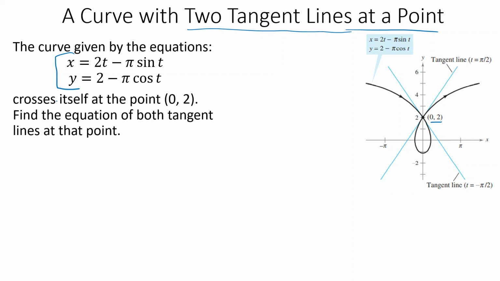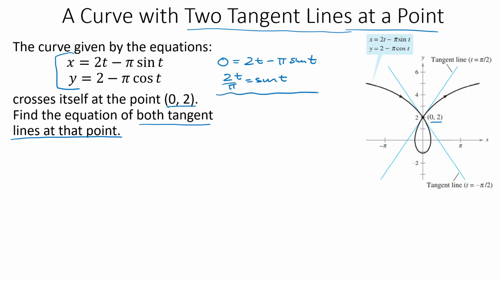All right, so we want to know, given the equations, and they cross themselves at the point (0, 2), find the equation of both tangent lines at that point. All right, so pretend we don't have the graph, but we do know they cross there. So that means 0 is equal to 2t minus pi times sine of t. That's not like an easy equation to solve. Like, you get 2t over pi equals sine of t, but we still have t's on both sides.